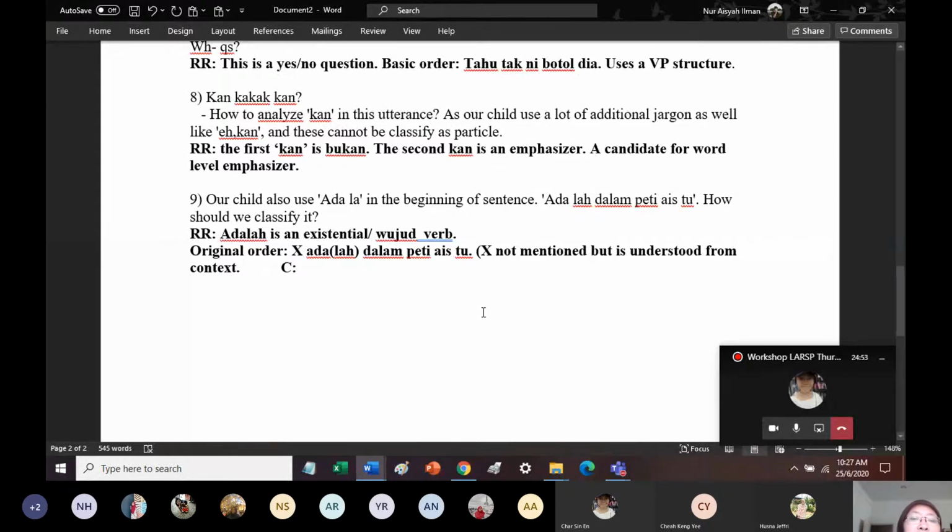So kita kata if you want to make it clearer, you just say S kat sini, tapi S tak ada. So bila saya letak bracket tu, maksudnya dia tak ada overtly, secara nyata dia tak ada, tapi kita tahu dalam sentence mesti ada subject, so or some object kat situ. So S, and then we have the V, and then we have an adverbial, adalah dalam peti ais tu.